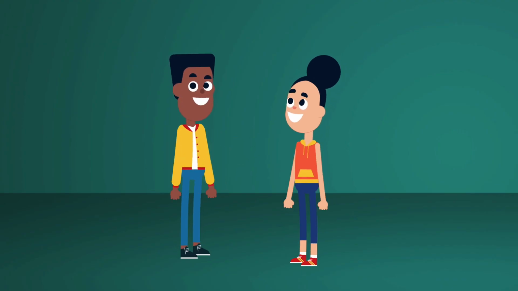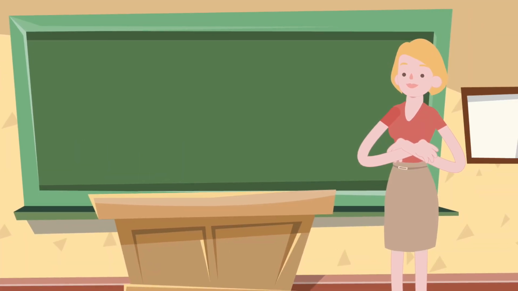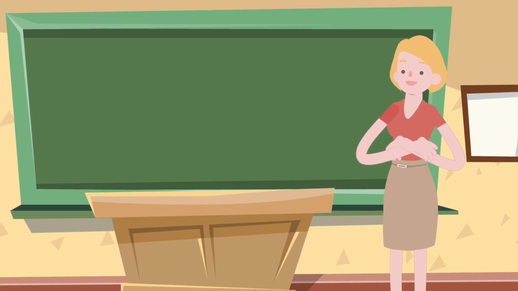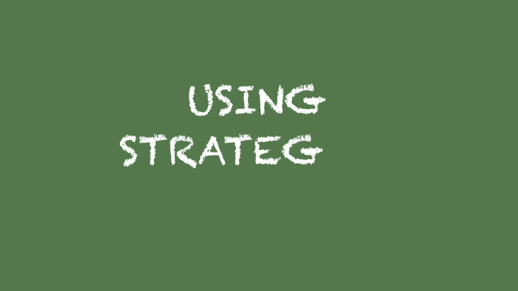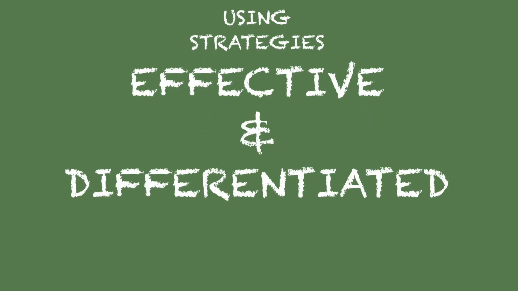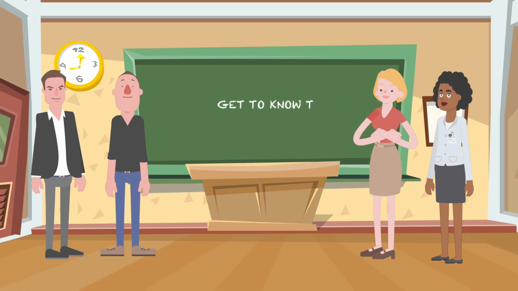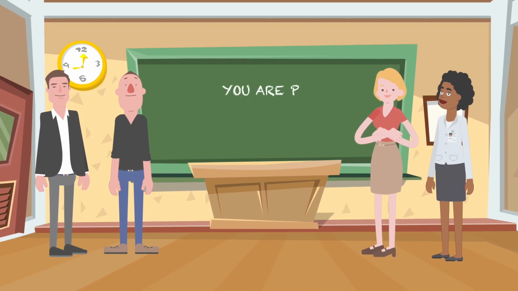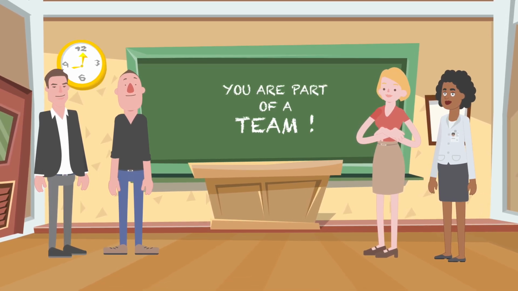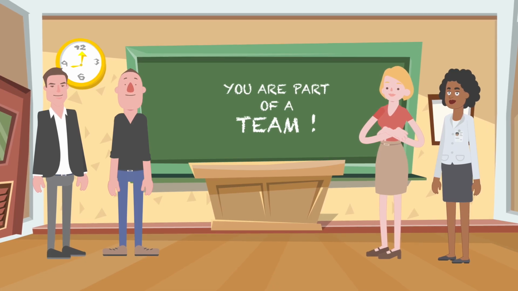Remember that every student is unique and that each and every one of them has different learning needs. Your role as a teacher is to ensure that the material you are teaching is accessible to each of your students using strategies that are effective and differentiated. Get to know your students' IEPs and use the recommended interventions and accommodations. Lastly, don't forget that you are surrounded by a team of professionals to support you and your students.